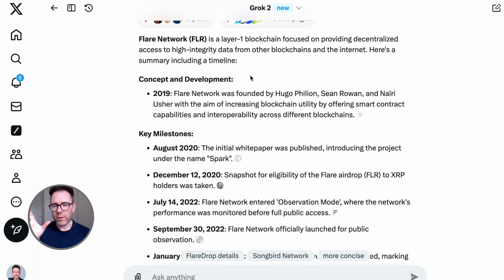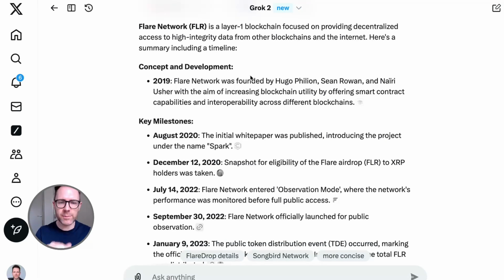Now this was actually born out of XRP. It has a lot to do with XRP, Ripple. Concept and development: FLR Network was founded by Hugo Fillion, Sean Rowan, and Nari Usher with the aim of increasing blockchain utility by offering smart contract capabilities and interoperability across different blockchains.